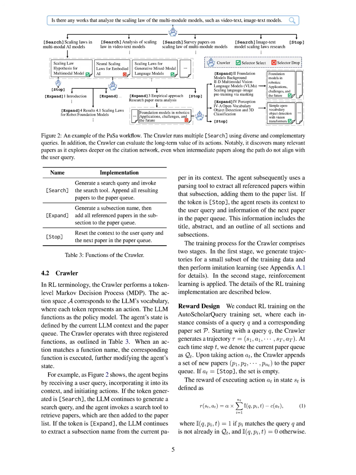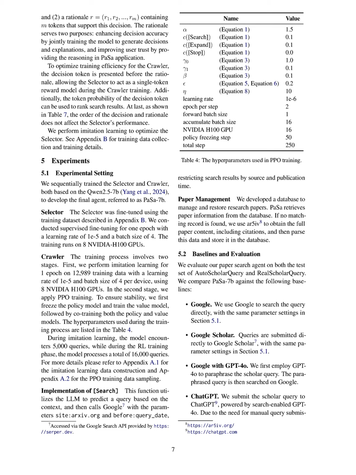2. Selector. The selector takes a Scholar query and a research paper as inputs, generating a decision token, true or false, to indicate whether the paper meets the query's requirements, along with a rationale that supports this decision. This rationale not only enhances the accuracy of the decision, but also builds user trust by providing reasoning.